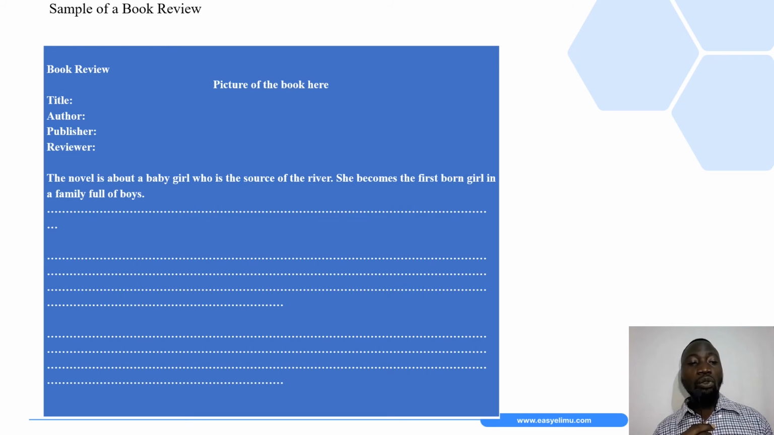Then on to the next area, under publisher. You say, for example, published by Longhorn, and so on. Then under reviewer, that is the name of the person who is doing the review, but not the name of the author.